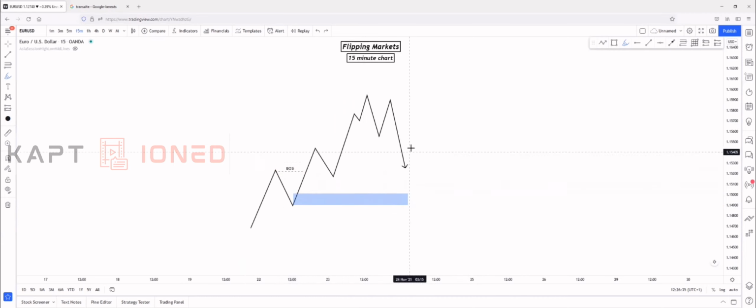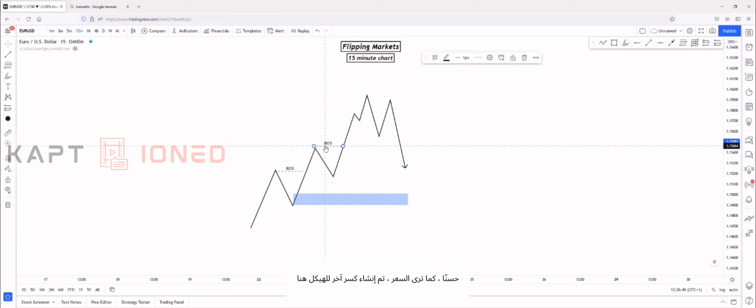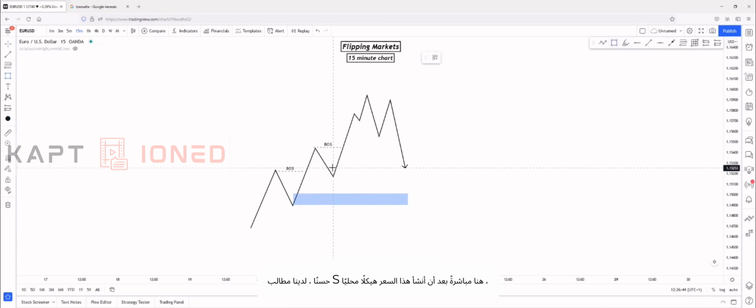Okay. We have the first demand zone right here. As you can see, price created another break of structure here on the upside. And let's say this also created an inefficient move. Okay, we have the second demand zone right here.